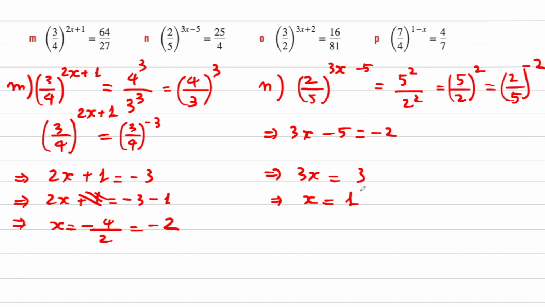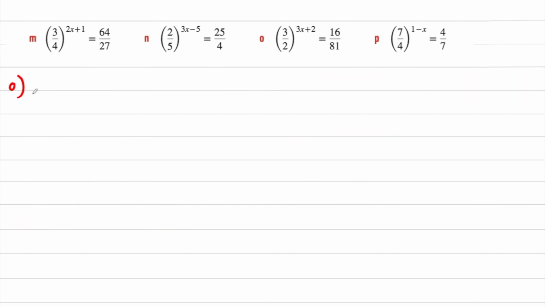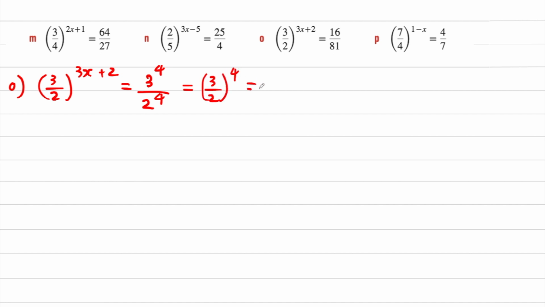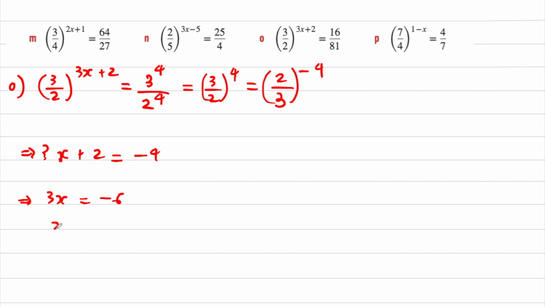Move to question O. Question O. The left-hand side I keep unchanged, and the right-hand side is 3 and 2, right? 3 to the power of 4 and 2 to the power of 4. 3 over 2 with 4 outside. 2 over 3, changing the base number, minus 4. That's why 3h plus 2 equals minus 4. 3h equals minus 6. h equals minus 2.